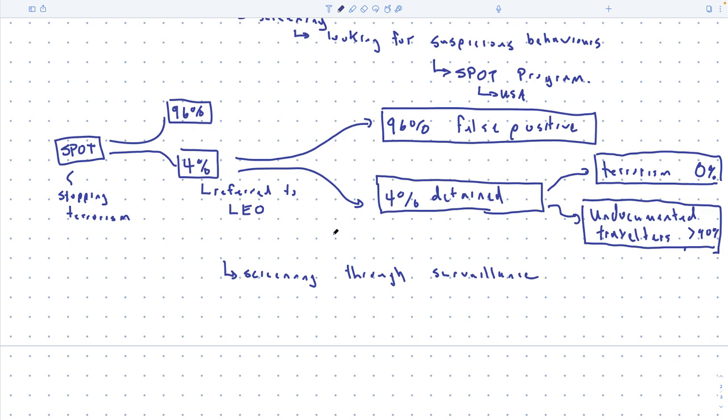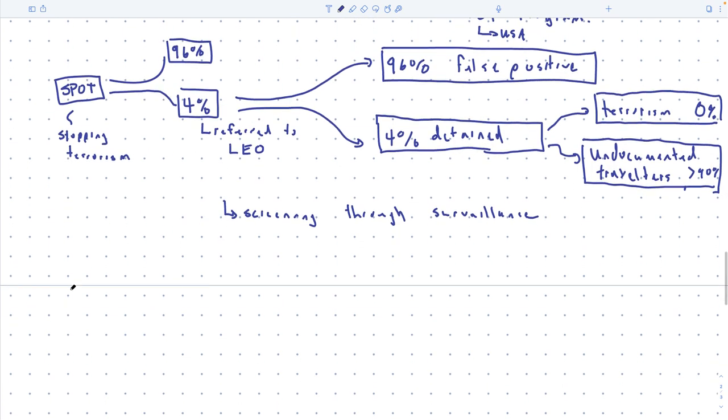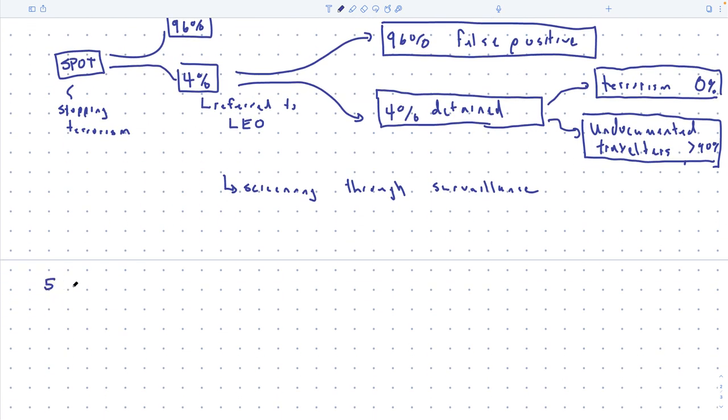Okay, what's next? So now we're in the right line, right? So now we're finally ready to go through security.